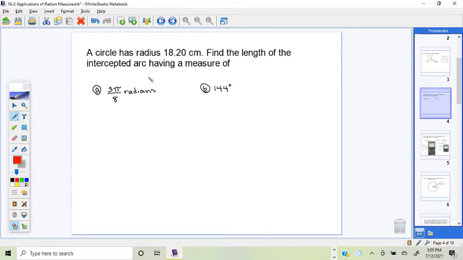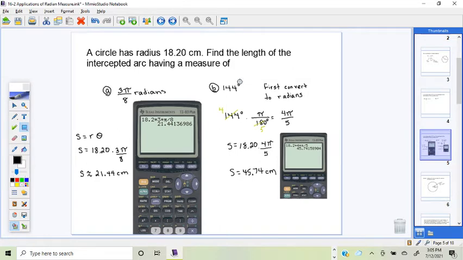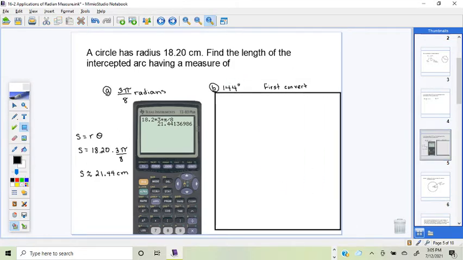So if you are given the measure of the angle in radians, you can just simply use that basic formula that we just used, S equals R times theta. If it's in degrees first, you have to do a little conversion first. So let's take a look at these things. We'll look at this one first.